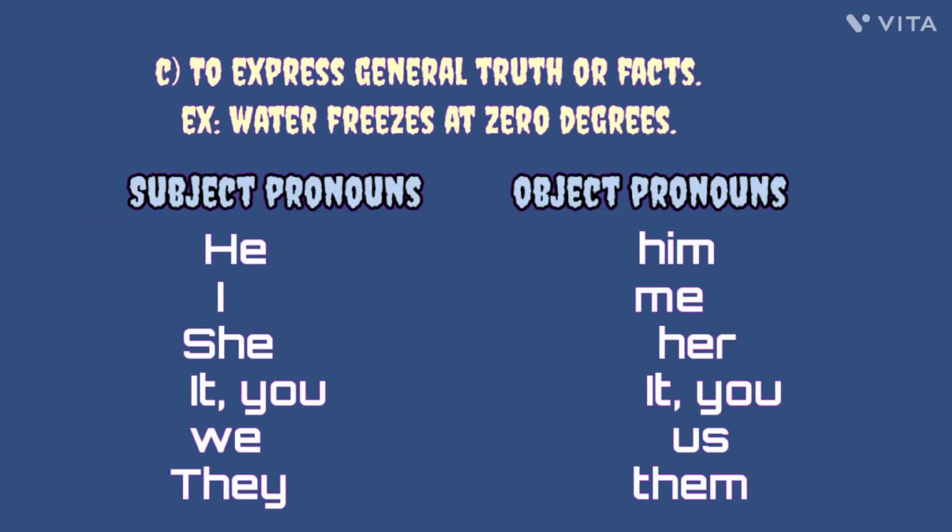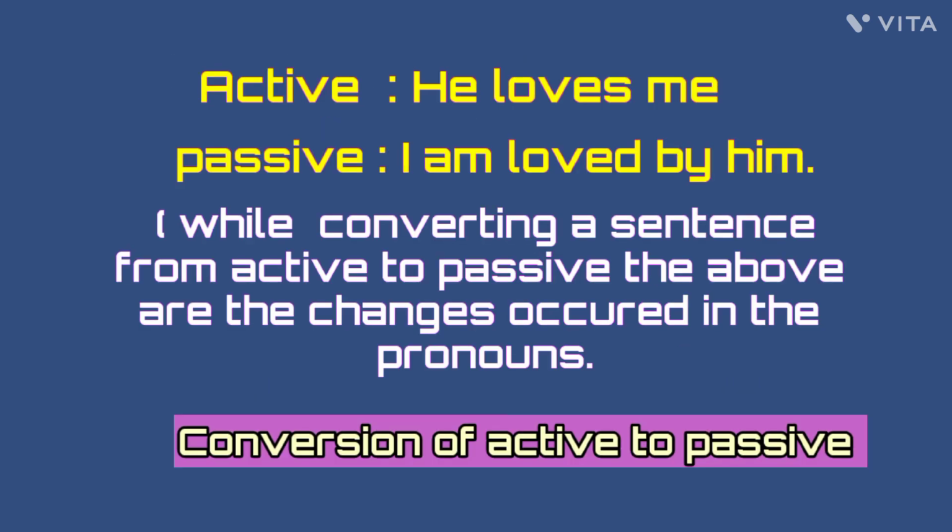When converting a sentence from active voice to passive voice, the pronouns and the tenses also change. The subject pronoun he changes to him. I, she, it, you, we, they change to me, her, it, you, us, and them.